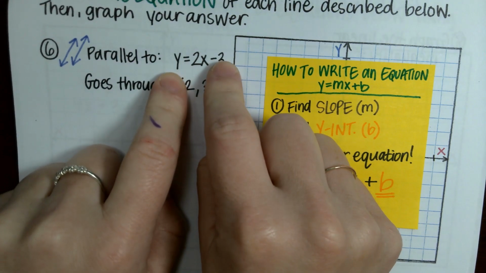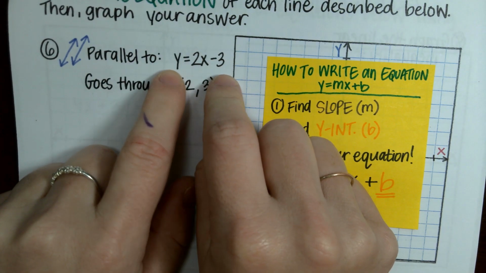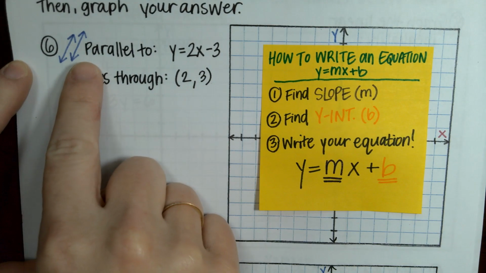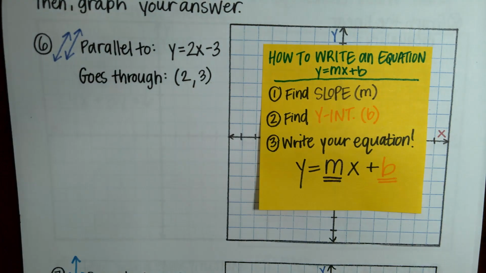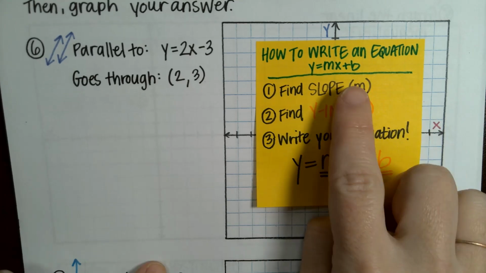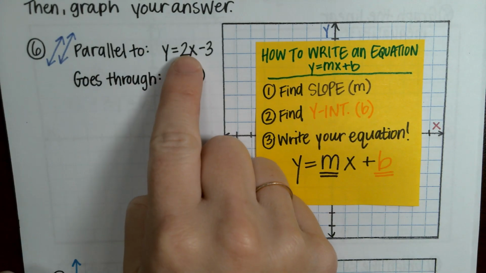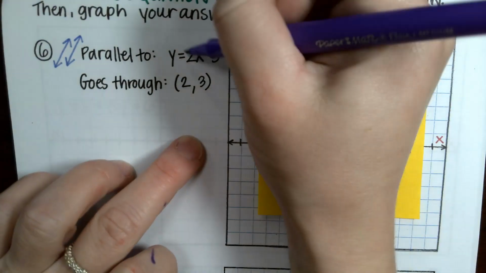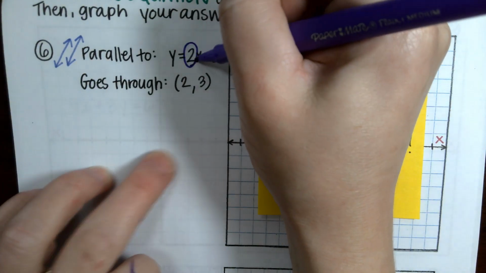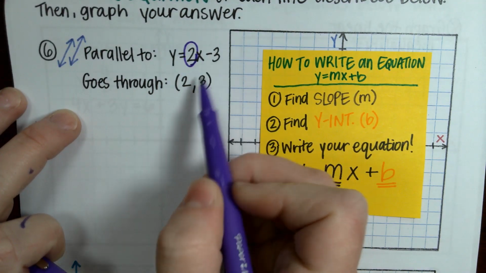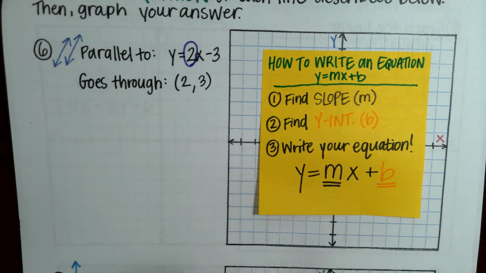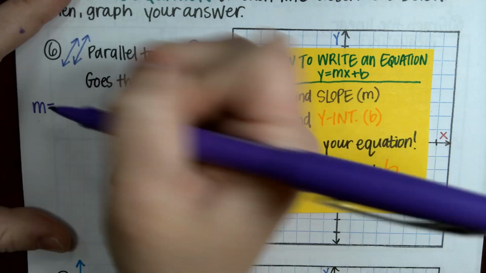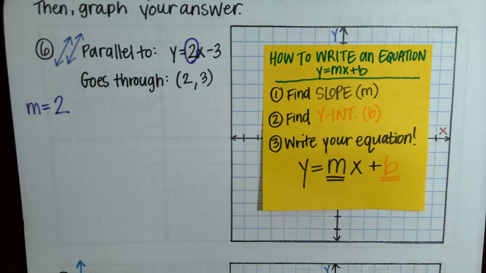This is our original equation. So we're going to have to find a new b. But because our new line is parallel, it's going to have the same slope. Same slope. So we have an m. We have our slope already. What's our slope? 2. So let's go ahead and circle that. Remember, we don't reuse our original b. And I'm going to write to the side m equals 2.